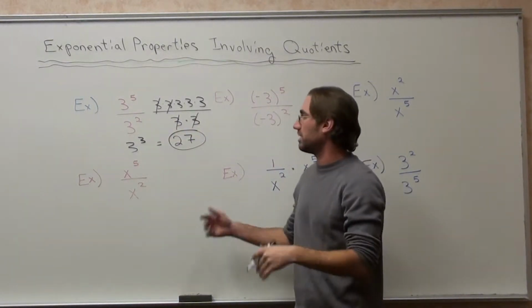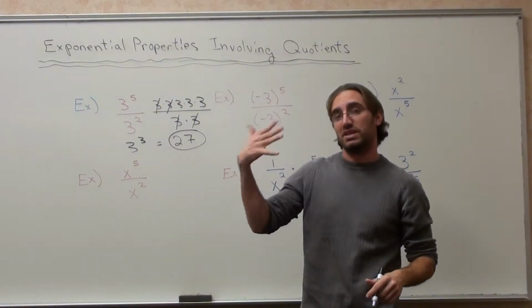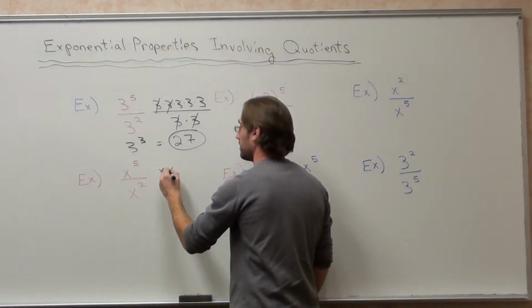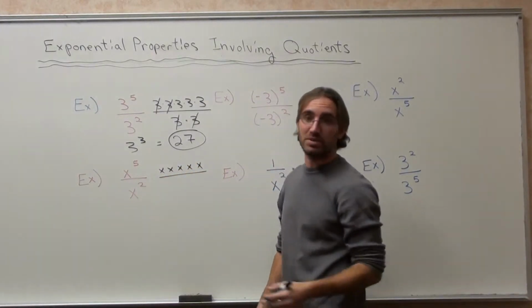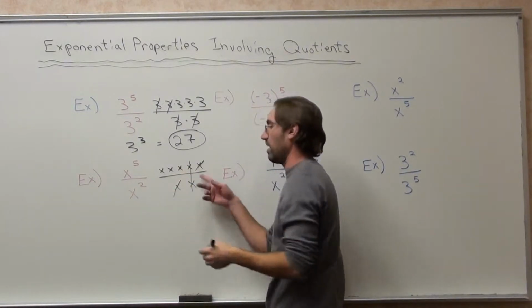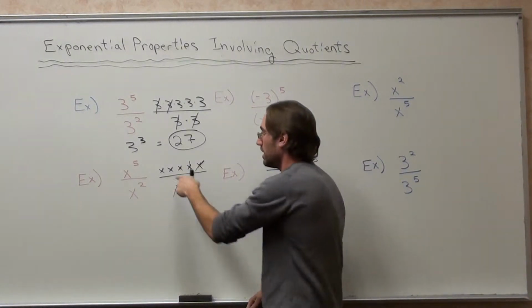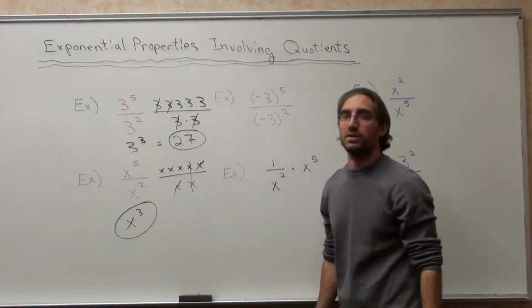Finito. That's it. X to the 5th is the same thing as x times x times x times x times x, over x to the 2nd, which is x times x. Let's cancel that one, just to add some variety to it. It's x to the 3rd, and there's nothing else I can do.